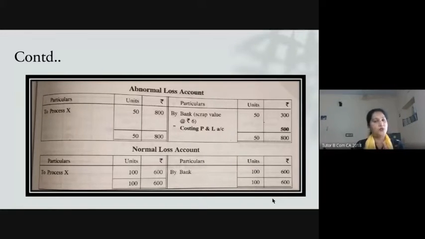Now, the third thing which we would be discussing in the next class is abnormal gain, which is also important. In the normal case, it is not anticipated, but sometimes better management can give us abnormal gain, which we will discuss in our next class.